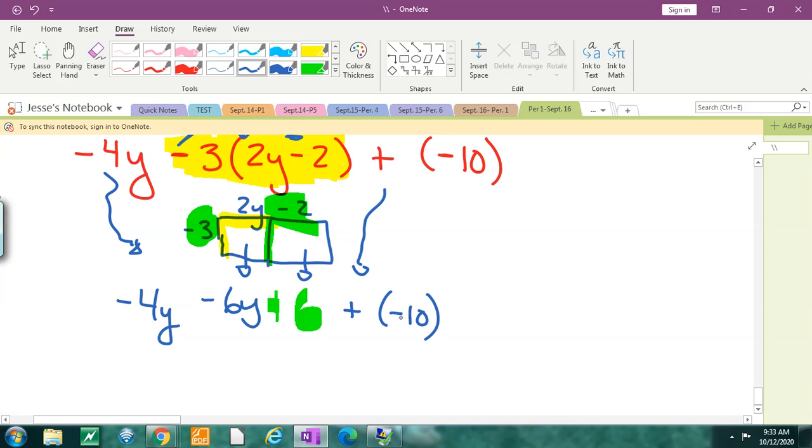So far, so good? All right, now combine like terms. So, let's see. Jacob, what are we going to combine? What are we going to combine, Jacob? You're gonna combine all the negatives, or the -4y and the -6y. Very good. No, he said all the negative.